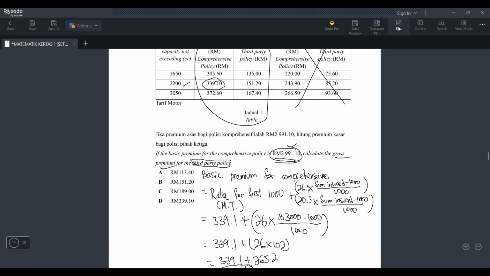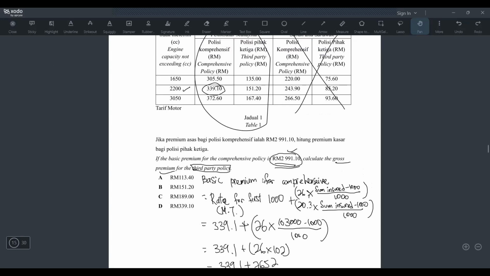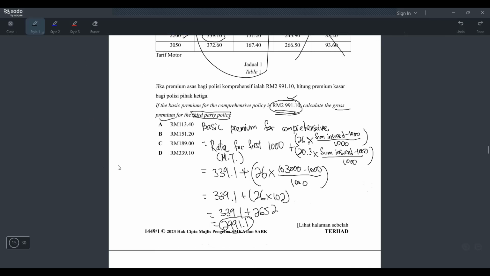Okay, you need to know something. If you want to calculate basic premium for comprehensive, this is the method. But what if I want to calculate basic premium for third party? If you want to calculate basic premium for third party, it's very easy. For third party, it's easy. So you need to know got three type of policy. You have third party, fire and theft, and then you have comprehensive.